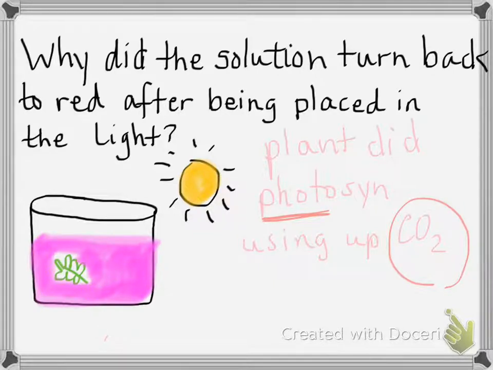Okay, now look at your dark information. We also put a beaker in the dark. When we came back after 5 days, the beaker in the dark, did it turn back to pink? No, what color? Yellow. Why did it stay yellow? Because there was no light, it did not do photosynthesis.